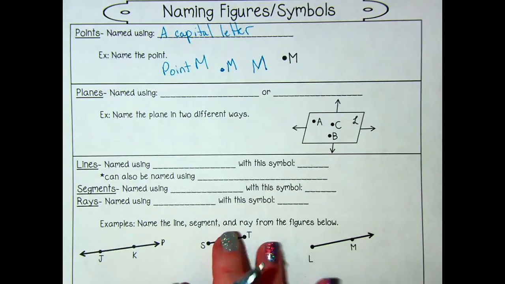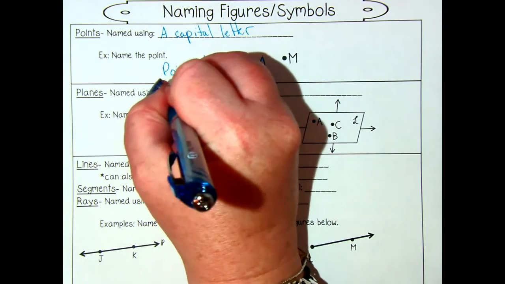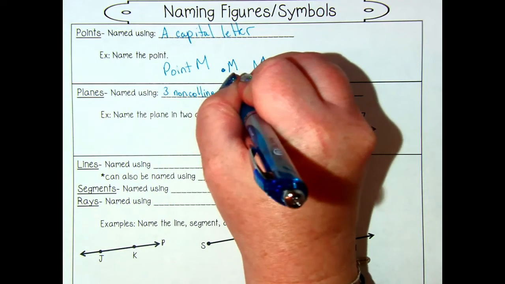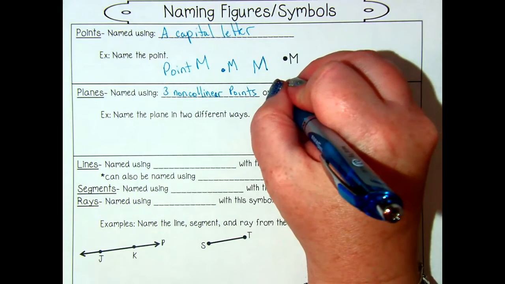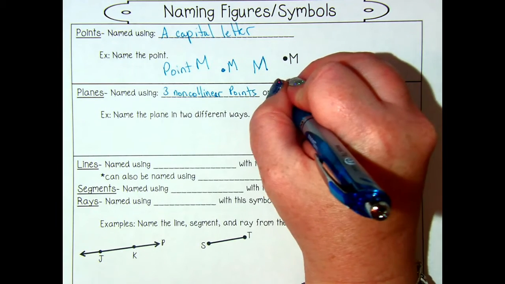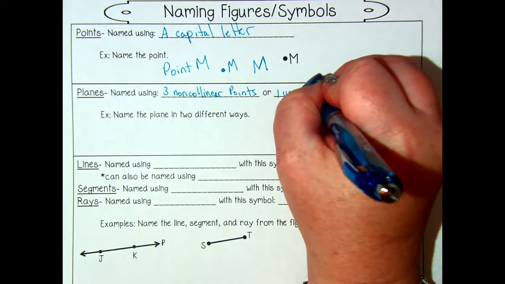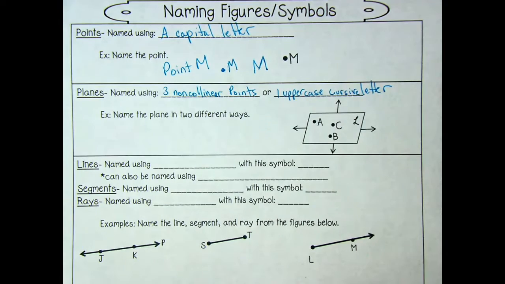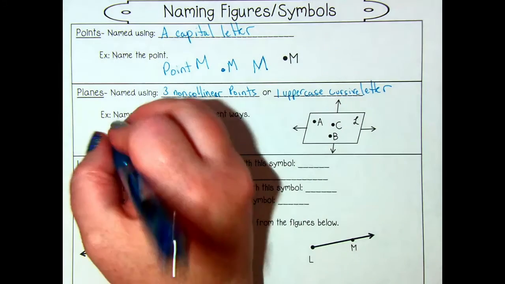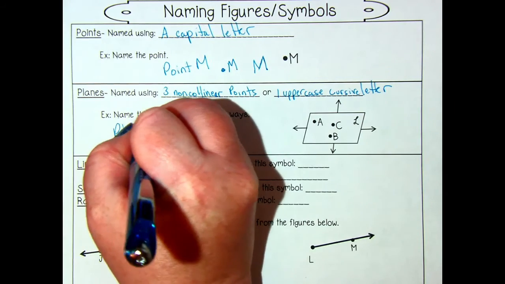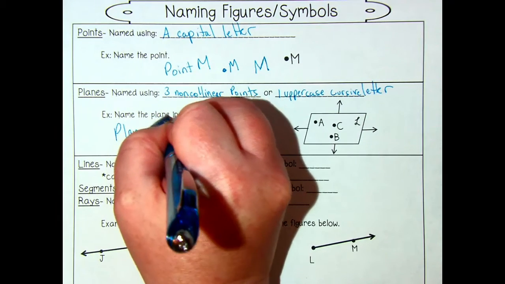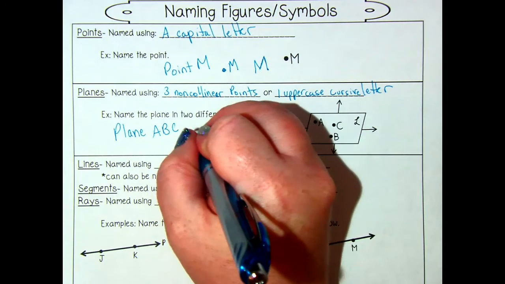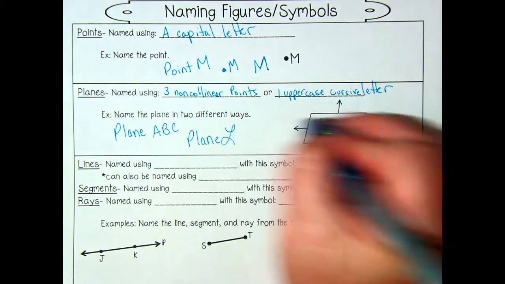And my penmanship is just wonderful. Now, if we remember, planes are named using 3 non-collinear points or 1 uppercase cursive letter. So in this case, if I was going to name this plane, again, I'm going to try to do it in alphabetical order. So I would say plane ABC, or any combination of those 3 points. Or I could say it was plane L.